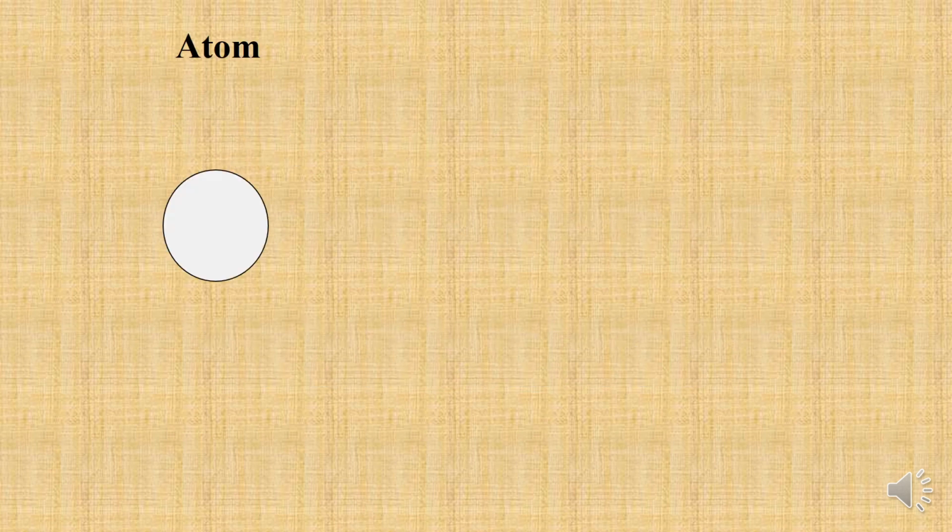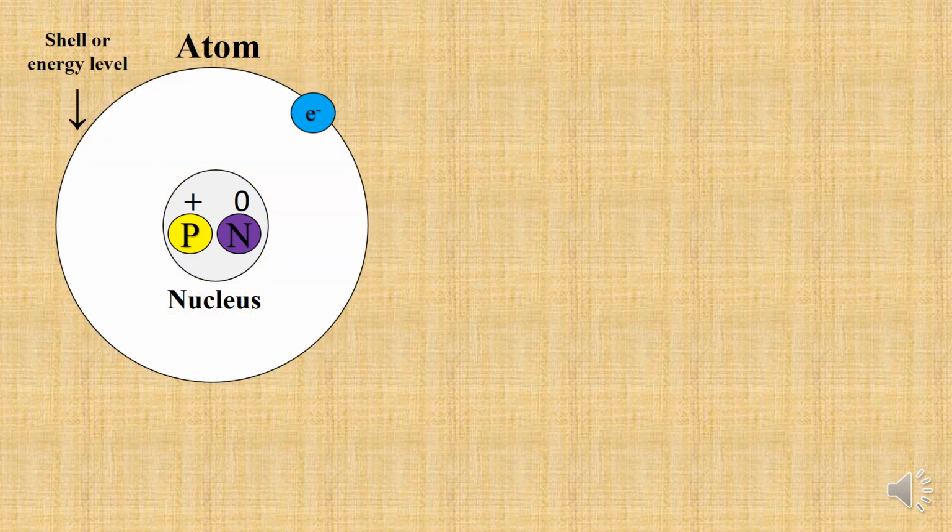Atom is the smallest unit of an element. It has a central nucleus that contains positively charged protons and electrically neutral neutrons, with the negatively charged electrons orbiting around the nucleus in the respective shells or energy levels.